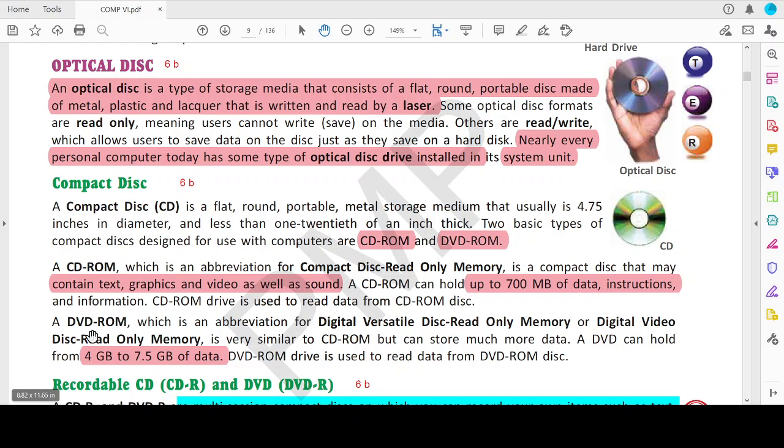But in case of a DVD-ROM, you have 4 GB of storage at least. You may have more than that, up to 7.5 GB of data. So both are the same, but a DVD-ROM has more storage area than a CD-ROM.